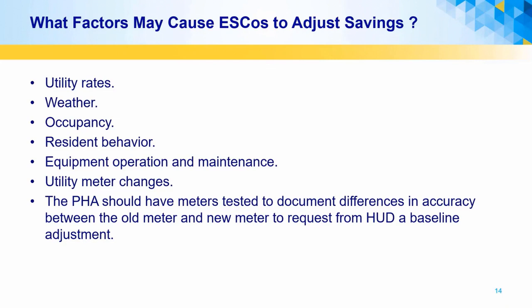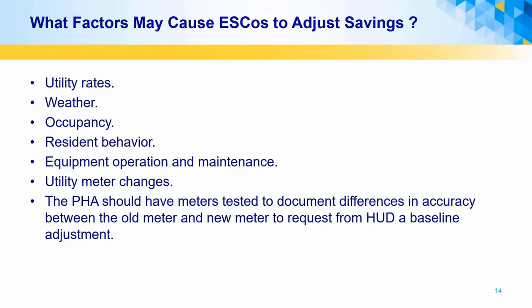For some weather-sensitive equipment loads like heating, there may be a baseline adjustment for weather variations. If the level of occupancy in units varies significantly over time, you may adjust for water consumption, since vacant units will not consume water at the rates that occupied units will. If there are significant changes by the PHA to the operation and maintenance of the equipment, that could also affect savings, which may require an adjustment to the savings.